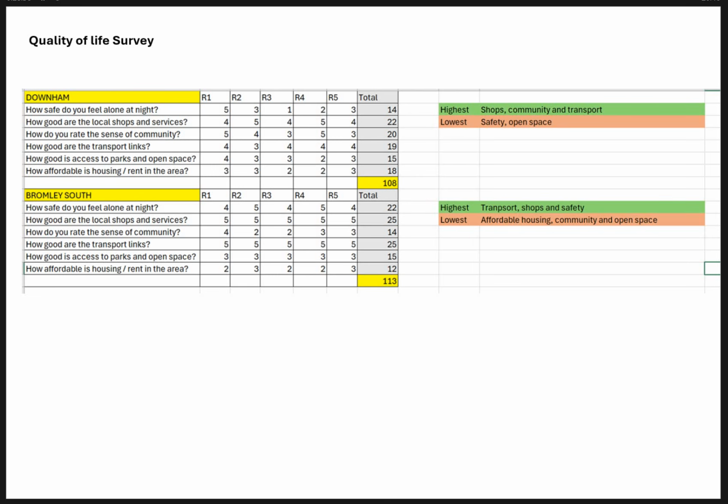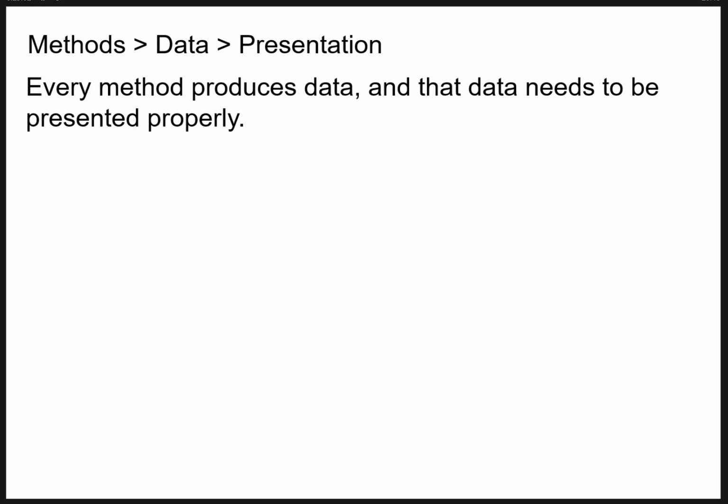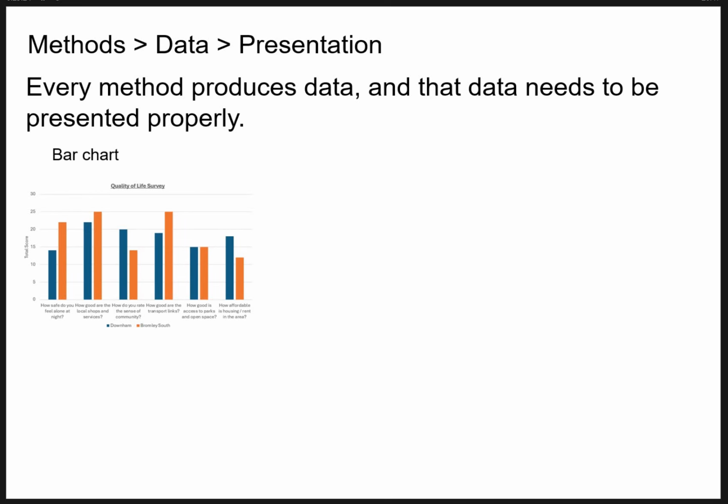But of course, that's great. We've got a method of collecting data. Now we need to present it. So every method that you have used has produced data, and that data needs to be presented properly. The one we're most familiar with, of course, is a bar chart. Very relevant when you're comparing 2 areas. So we compared Bromley South to another area in Bromley called Downham.